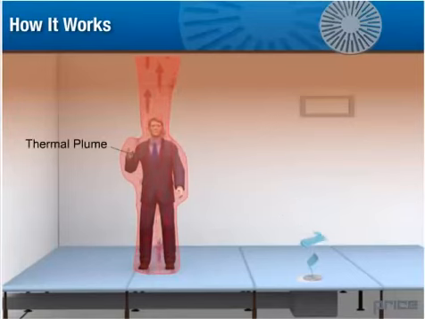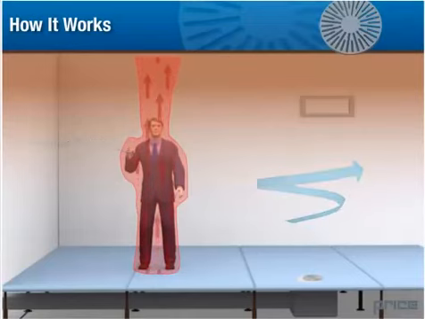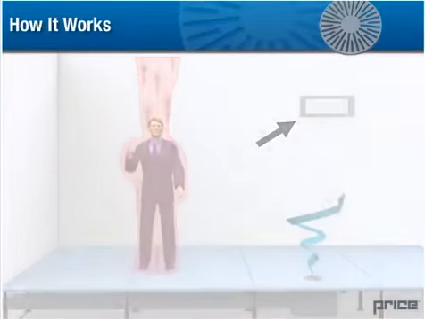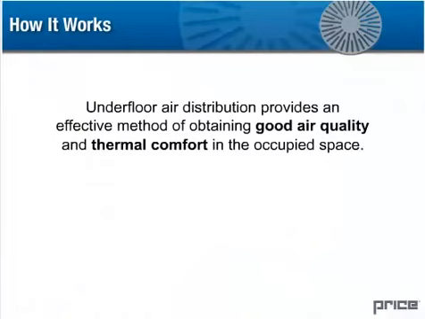the natural buoyancy of the heat loads, allows an effective removal of heat, pollutants, and odors. Together with the room air, the pollutants are exhausted through the building return system located at high level in the space. Underfloor air distribution provides an effective method of obtaining good air quality and thermal comfort in the occupied space.